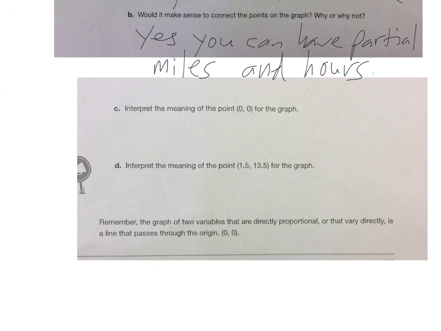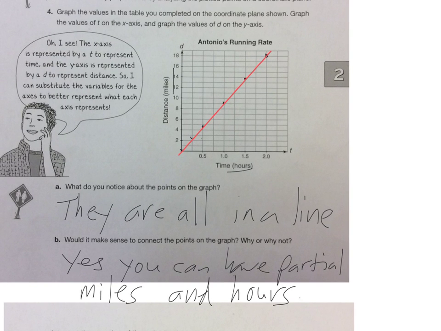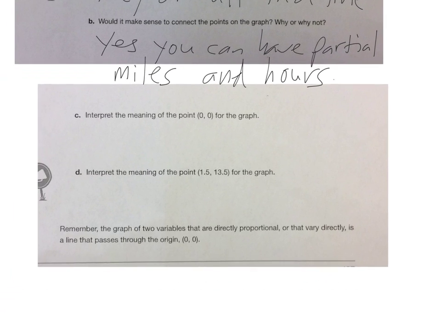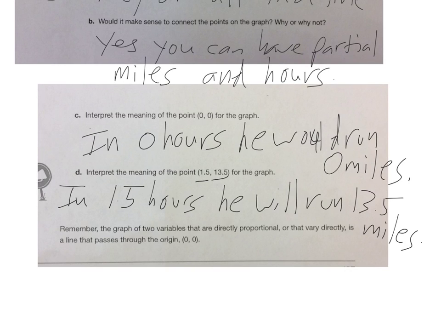Interpret the meaning of the point 0, 0 on the graph. So I just go back to my axis. That means that in 0 hours, I would run 0 miles. That's all that means. And then interpret the meaning of the point 1.5 and 13.5 for the graph. So it's just the same thing. You're just filling in the blanks here. So that just means that in 1.5 hours, he would run 13.5 miles.